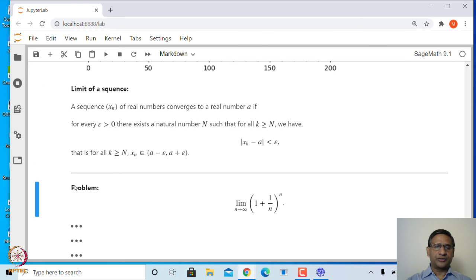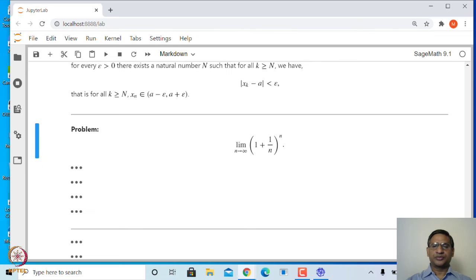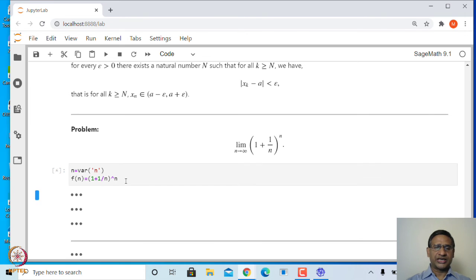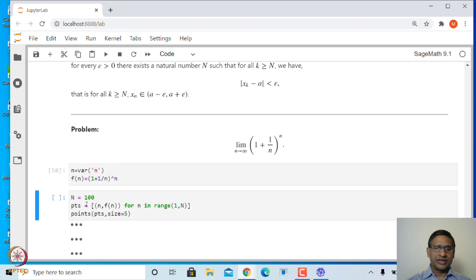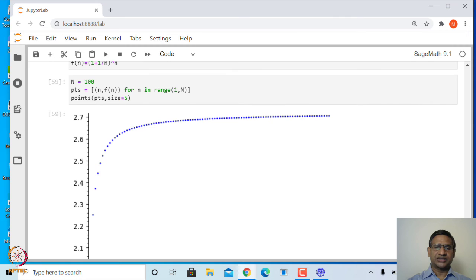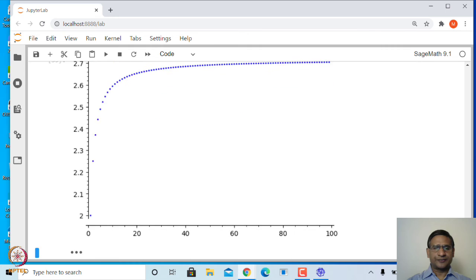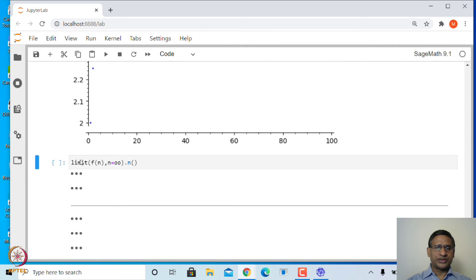Now, suppose we look at this sequence (1 plus 1 by n) to the power n, and try to find out what happens to this sequence, whether it converges, and if it converges, where does it converge. So, let us first define this sequence as f n, and let us plot some first 100 points of the sequence. You can see that this sequence is actually increasing, and it is converging to some number which is close to 2.7. So, let us find the limit.